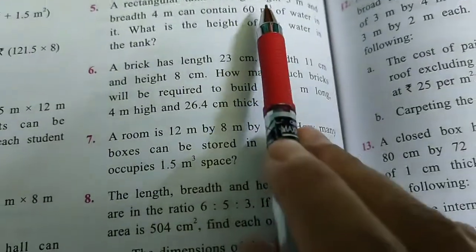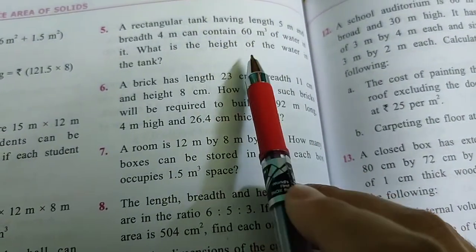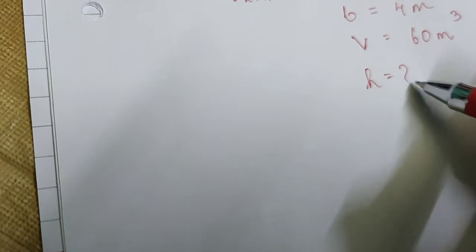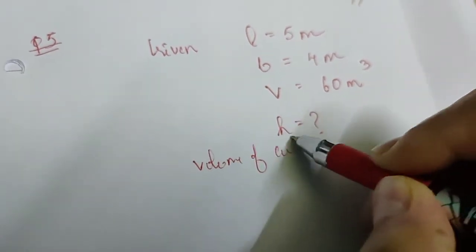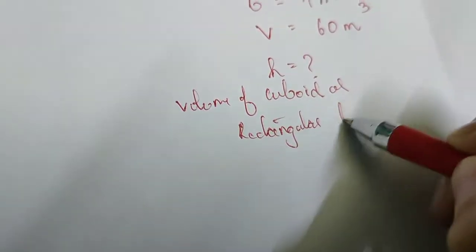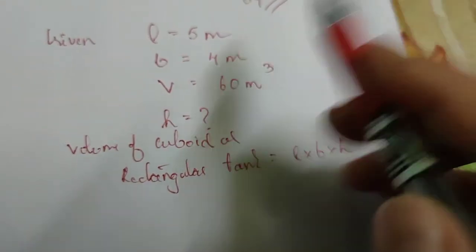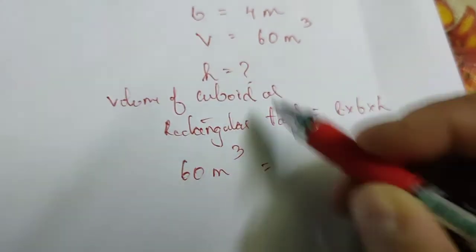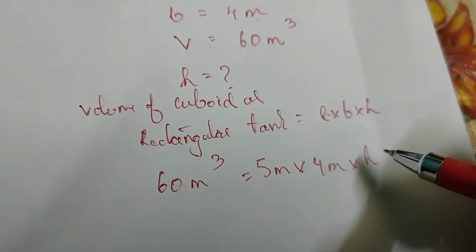Now it is not mentioned volume, but when you see the unit meter cube, it means it is volume, because volume has the unit meter cube. So we have to find the height. We have a relation. We know that volume of cuboid or rectangular tank is length into breadth into height. Okay, so what is given? We know volume is 60 meter cube. 60 meter cube is equal to length 5 meter, breadth 4 meter into height. Okay, I need to find height.